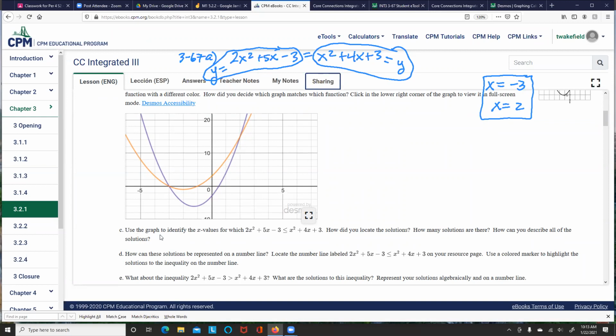And then it says use the graph to identify the x values for which 2x squared plus 5x minus 3 is less than or equal to x squared plus 4x plus 3. How did you locate these solutions? How many solutions are there? How can you describe all of the solutions?